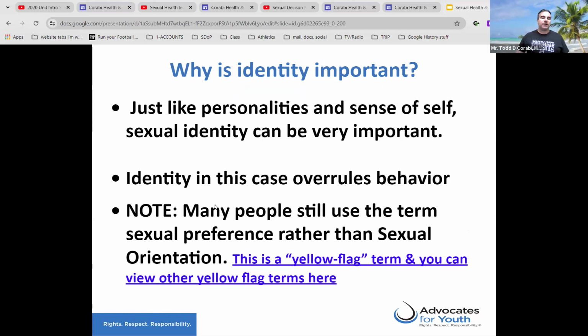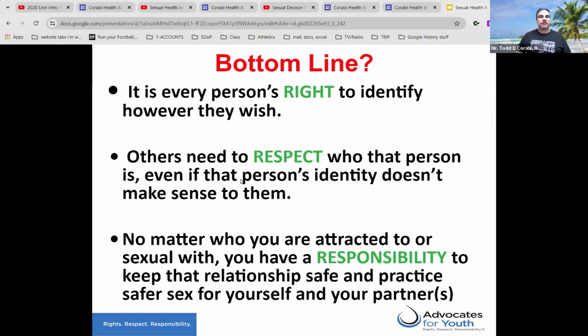There are different yellow flag terms that we're going to go over in class as well. Many people still use the term sexual preference rather than sexual orientation. The bottom line is, every person has a right to identify however they wish. Others need to respect who that person is, even if that person's identity doesn't make sense to them. And no matter who you are attracted to or sexual with, you have a responsibility to keep that relationship safe and practice safer sex for yourself and your partners.